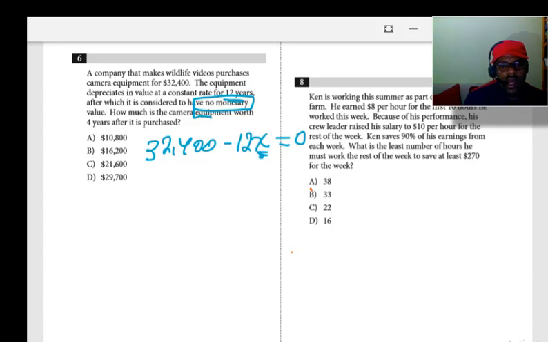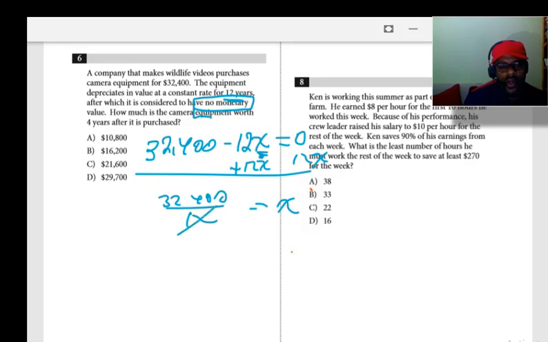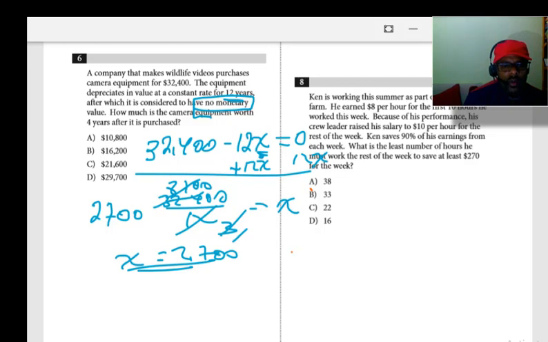In this case, just add 12x to both sides and divide both sides by 12. So we'll get the value of x as 32,400 divided by 12. By 3, there you have 10,800. Again by 3, 2700. Is that each month or how much? It depreciates the cost over 12 years, so it's per year. So it decreases by 2700 birr each year.